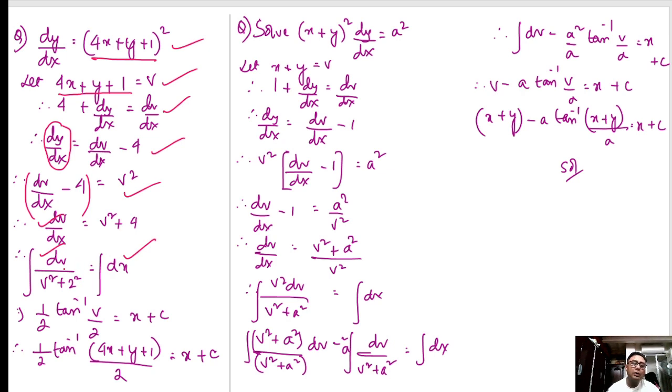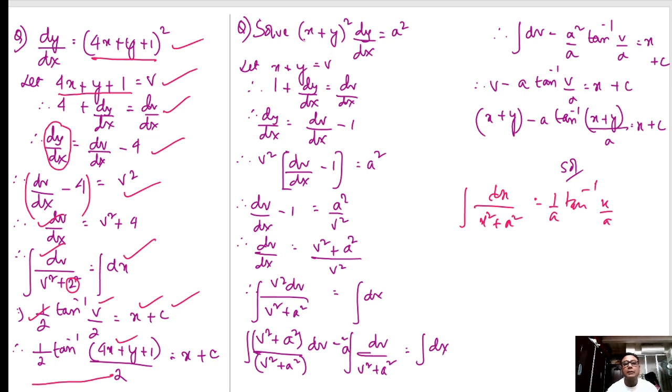Now the integration of the left side, as you are all aware, dx by x square plus a square is 1 by a tan inverse x by a. So that is what we have given. Here a is 2, so 1 by 2 tan inverse v by 2, equals x plus c. Now in place of v we put 4x plus y plus 1, and that is the solution of the differential equation. So this is the differential equation of this.